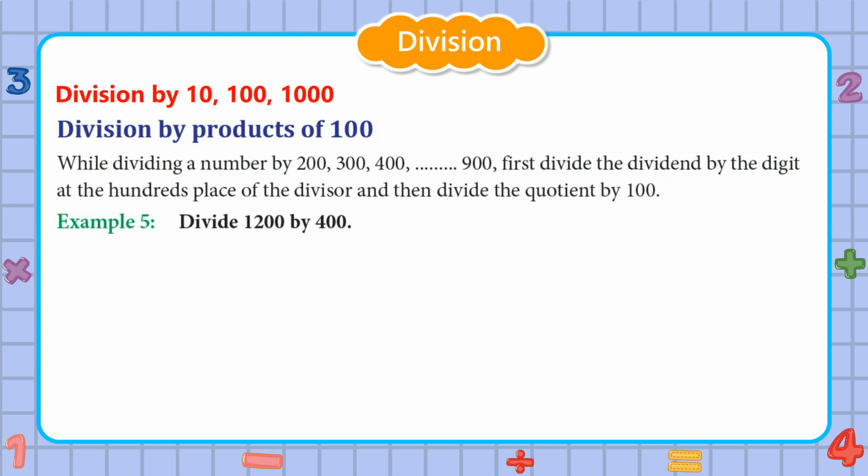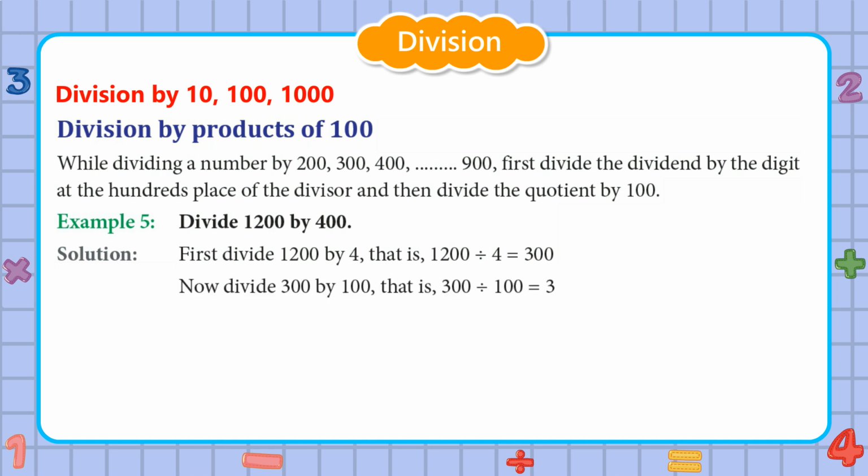Example 5. Divide 1200 by 400. Solution. First divide 1200 by 4. That is, 1200 divided by 4 is equal to 300. Now, divide 300 by 100. That is, 300 divided by 100 is equal to 3. Thus, 1200 divided by 400 is equal to 3.